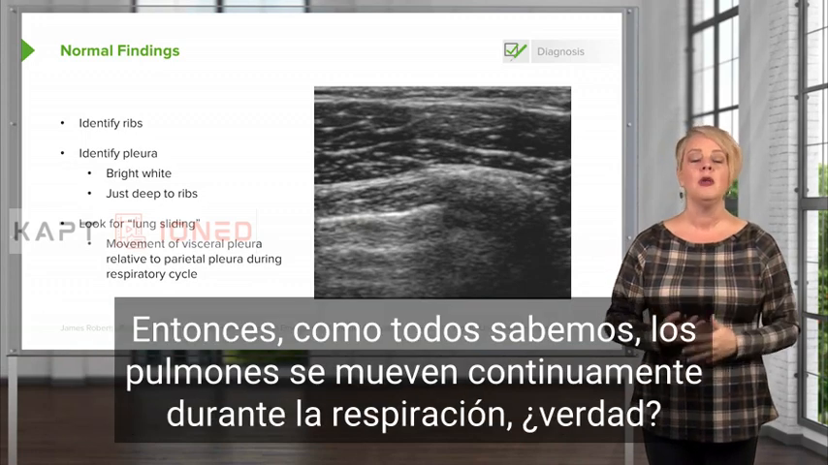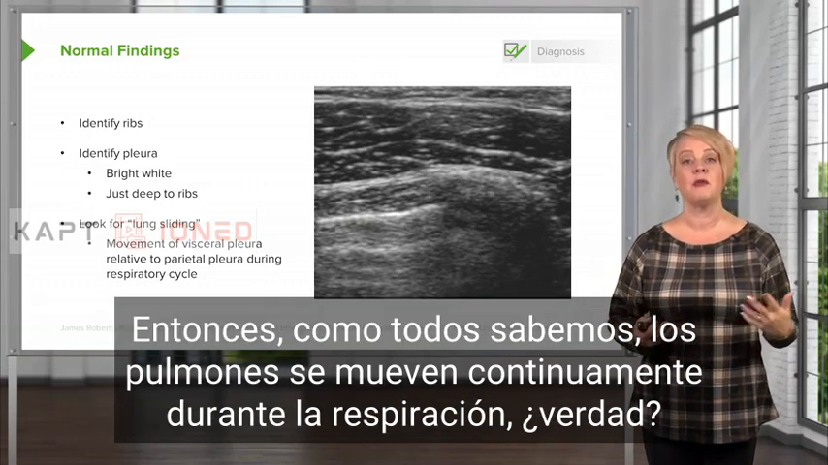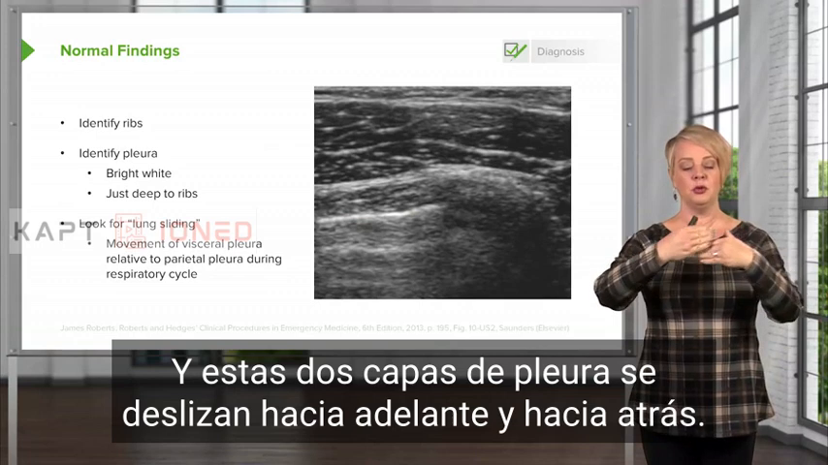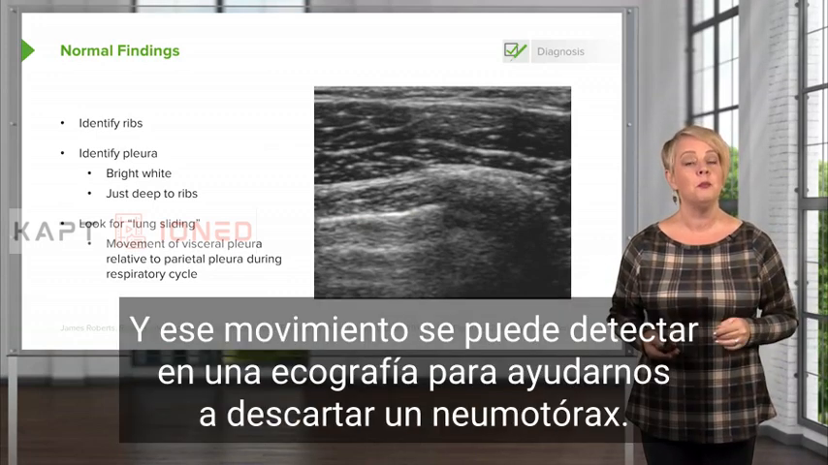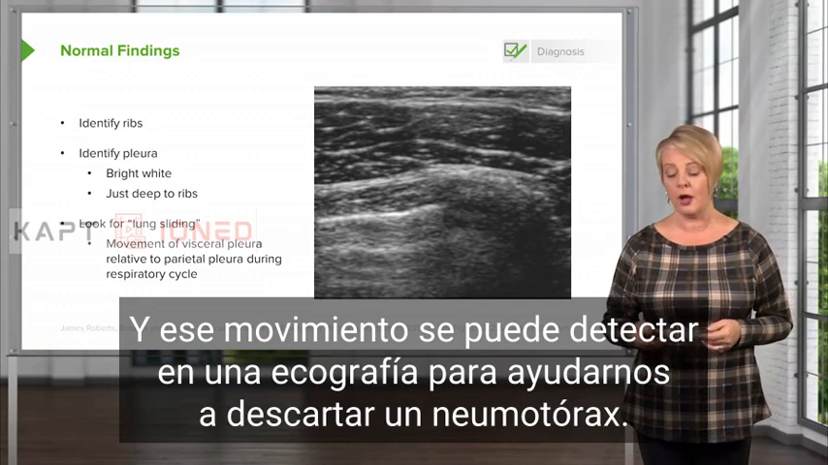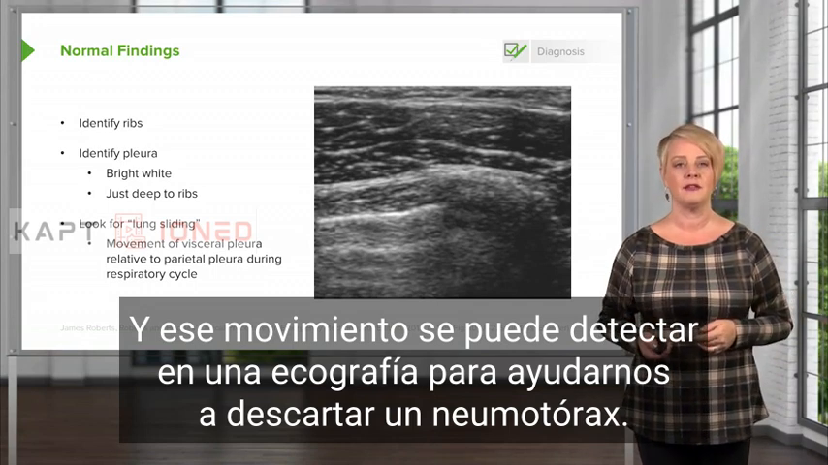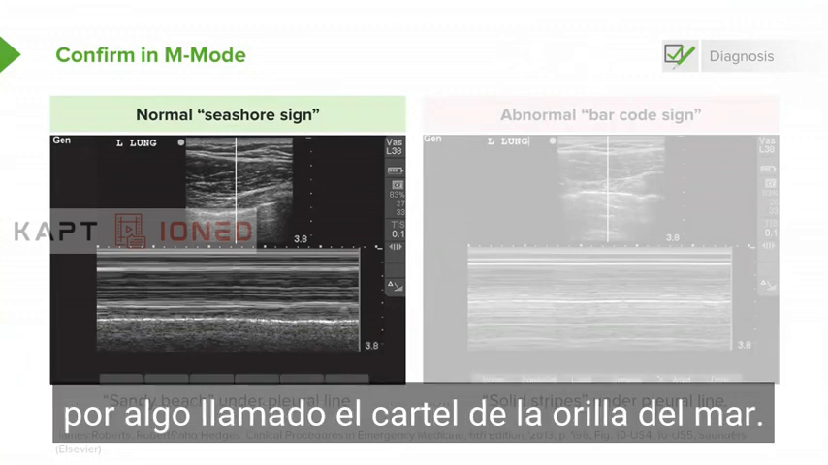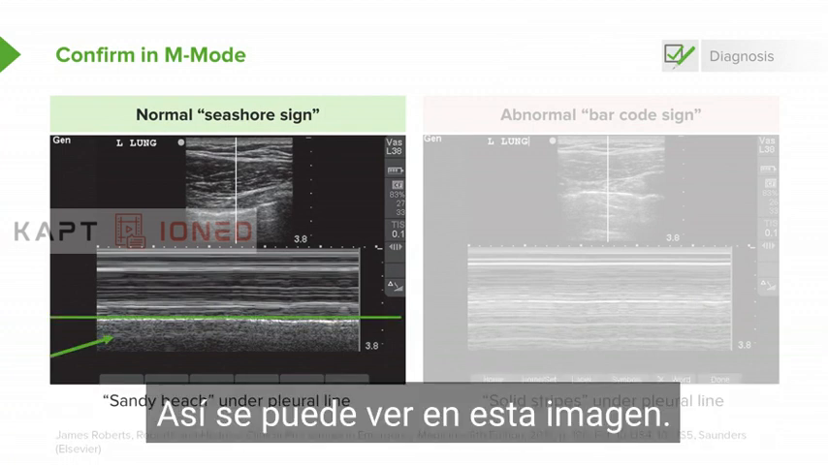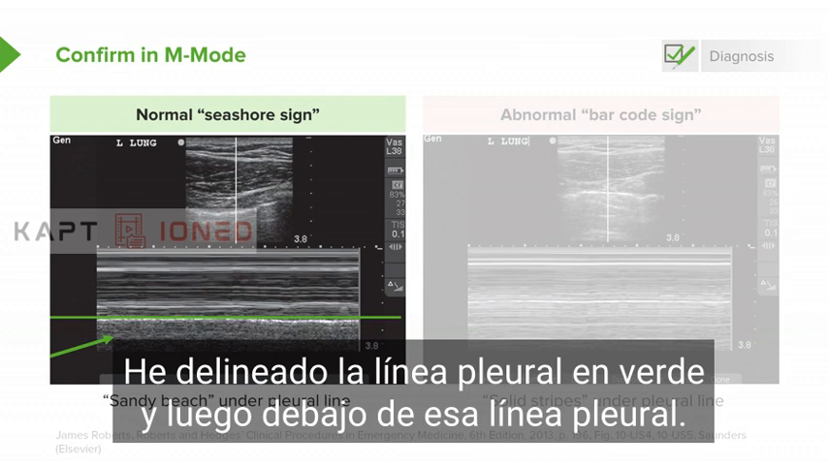So as we all know, the lungs move continually throughout respiration, right? And these two layers of pleura slide back and forth relative to each other, and that movement can be detected on ultrasound to help us rule out pneumothorax. So the way we do that is we convert to M mode on the ultrasound, and we're looking for something called the seashore sign.